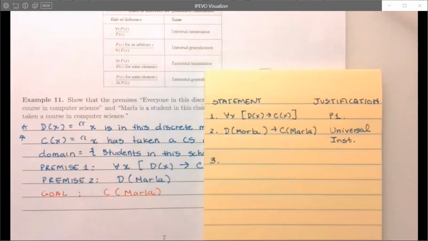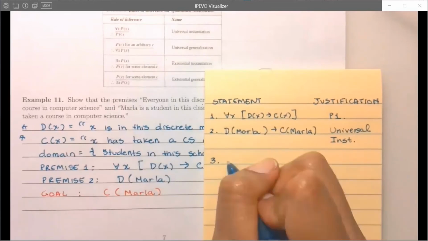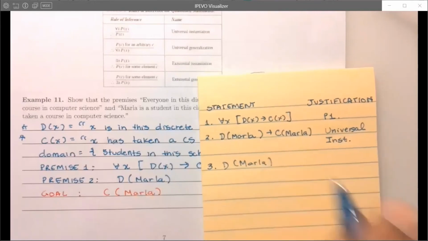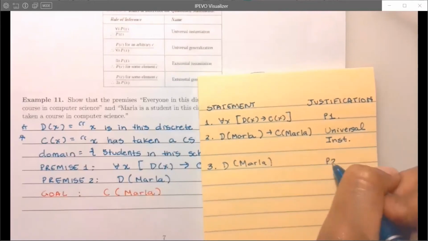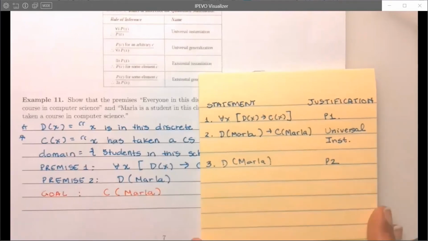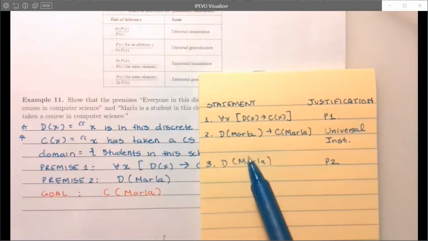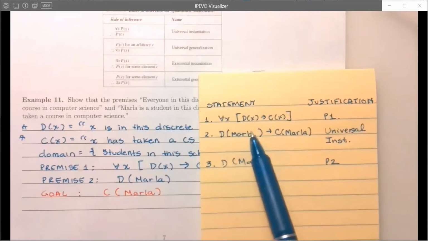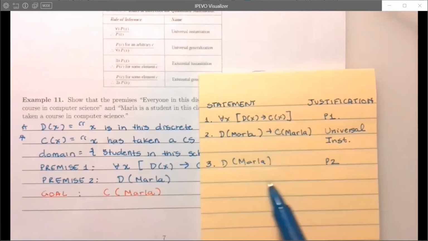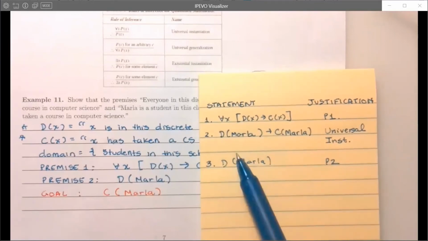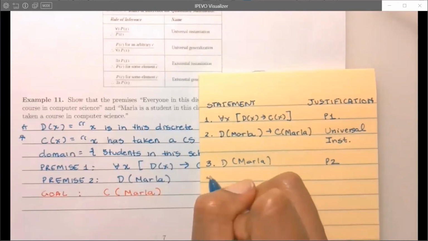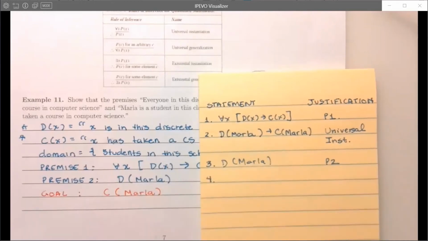Next thing that I'll write as a statement is that Marla is in this discrete math course. That's a given. That's premise number 2. And now, if you take a look at this, we have an implication: the premise implies the conclusion. We are given the premise, so therefore together they imply the conclusion. And this was an example of modus ponens.